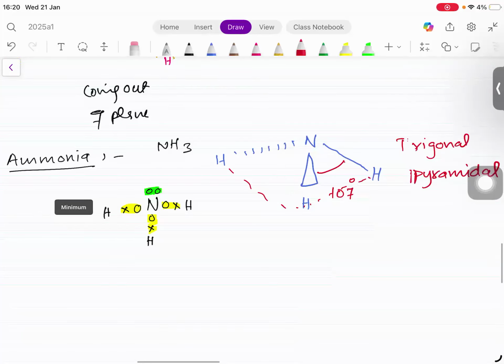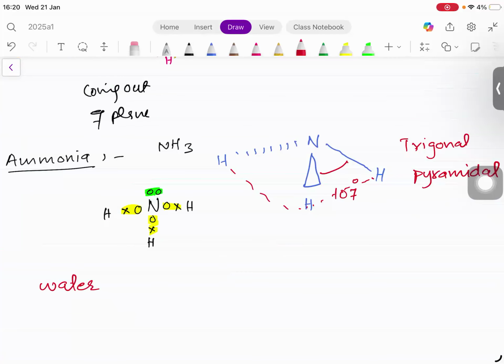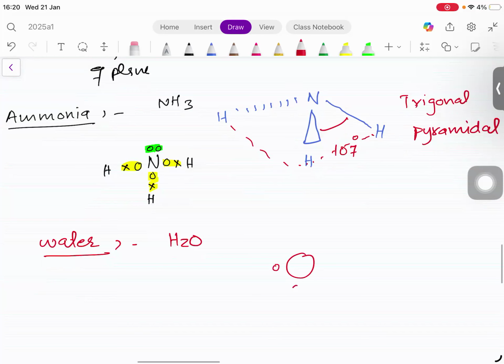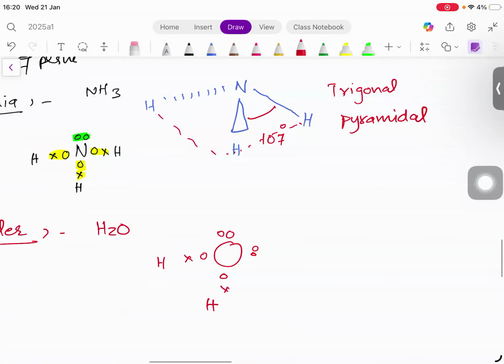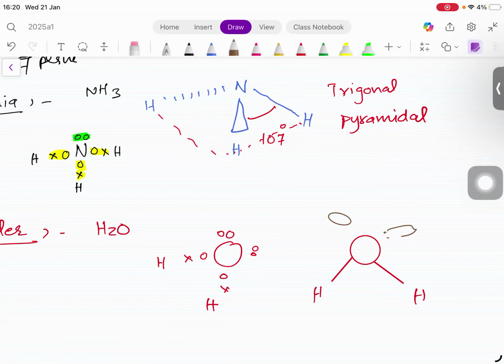Similarly, if you have water, H2O, what is the shape of H2O? Oxygen has 1, 2, 3, 4, 5, 6. Two lone pairs and two bond pairs. Here they are going to arrange. Look, here are the two lone pairs, here and here. So they are going to push them apart, so more space they are going to take.